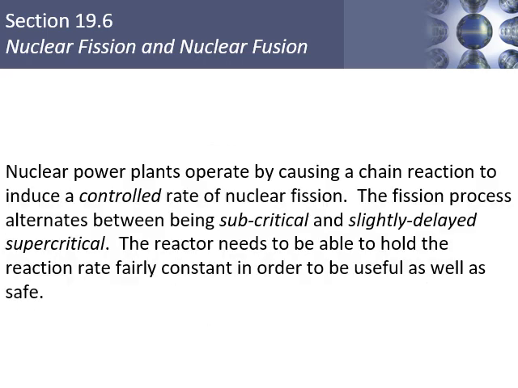Nuclear power plants operate by causing a chain reaction to induce a controlled rate of fission. And notice the key word here is controlled. You don't want it to get out of hand. The fission process alternates between being subcritical and slightly delayed supercritical. I'm not even sure exactly what that means. The reactor needs to be able to hold the reaction rate, so this is the key, needs to be able to hold the rate fairly constant in order to be useful and safe.